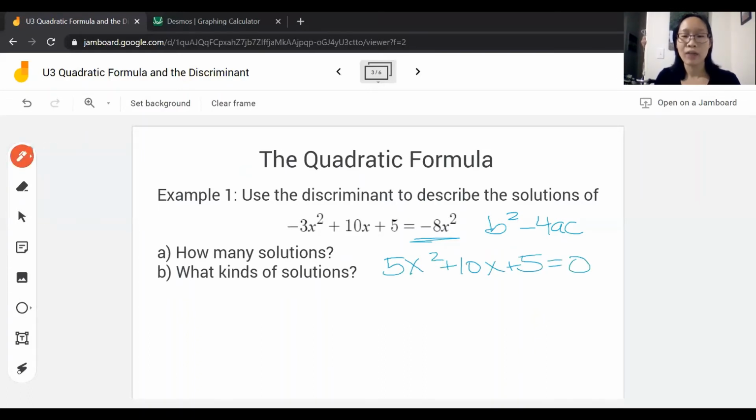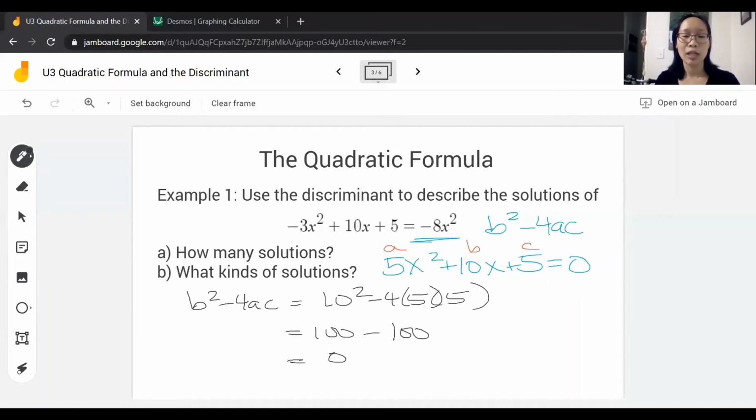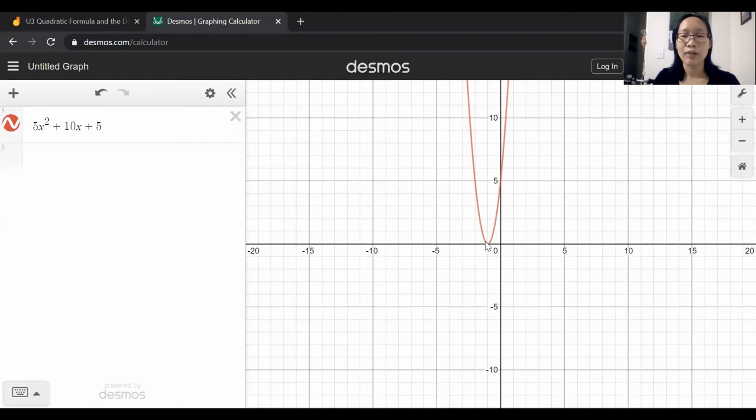Now my a is 5, my b is 10, and my c is 5. When I plug everything in, b squared minus 4ac is 10 squared minus 4 times 5 times 5, or 100 minus 100, so this is 0. And when my discriminant is 0, that tells me I have one real solution, and I expect my graph to look something like this. I can verify this on Desmos by plugging in this equation, and I find that our graph does touch the x-axis just at one point, just like we predicted. Let's take a look at a second example.